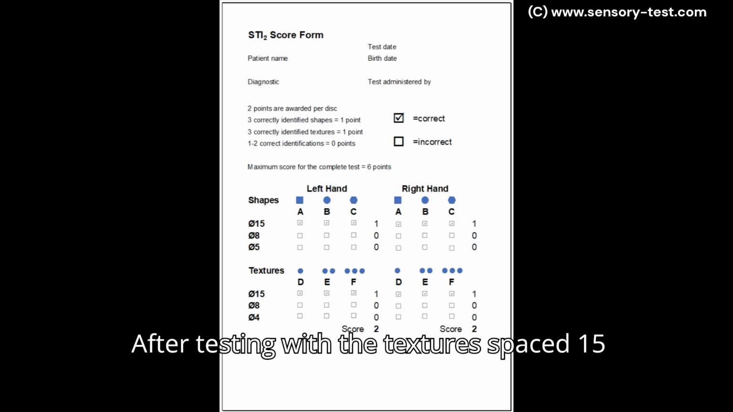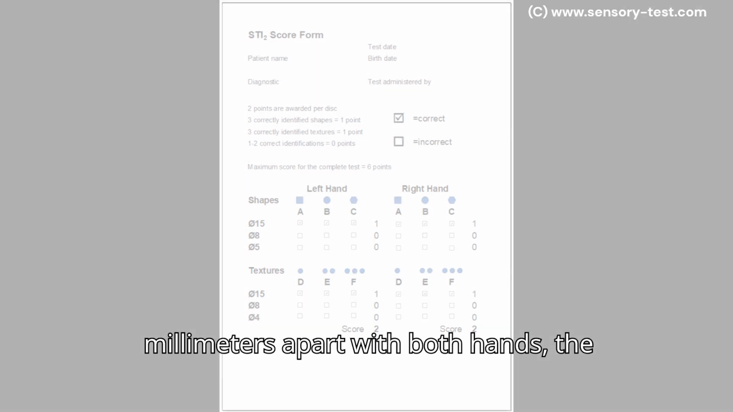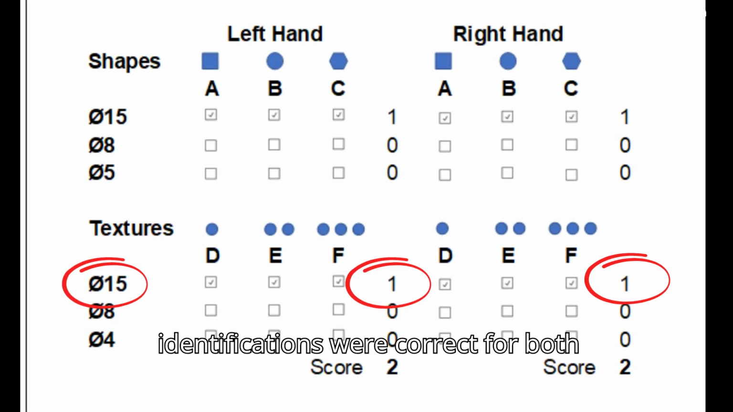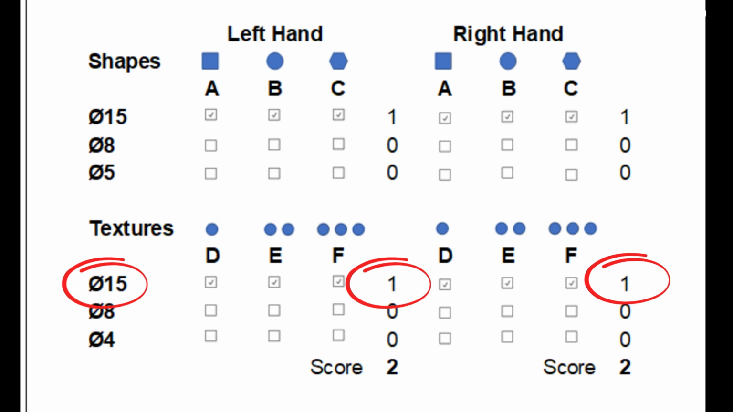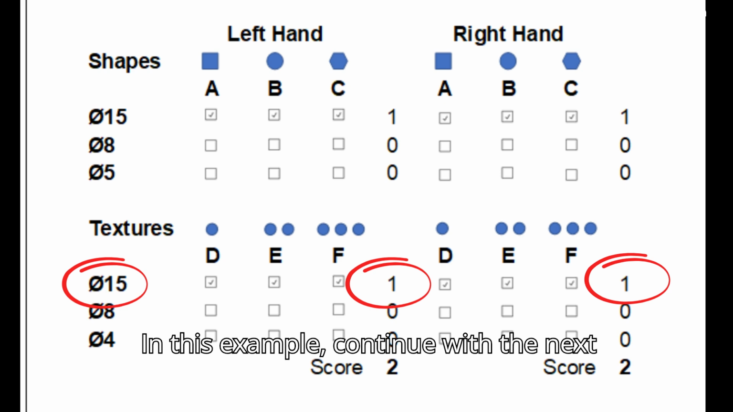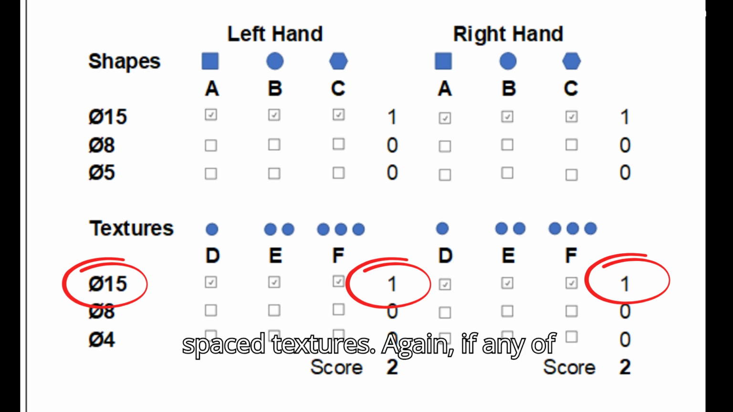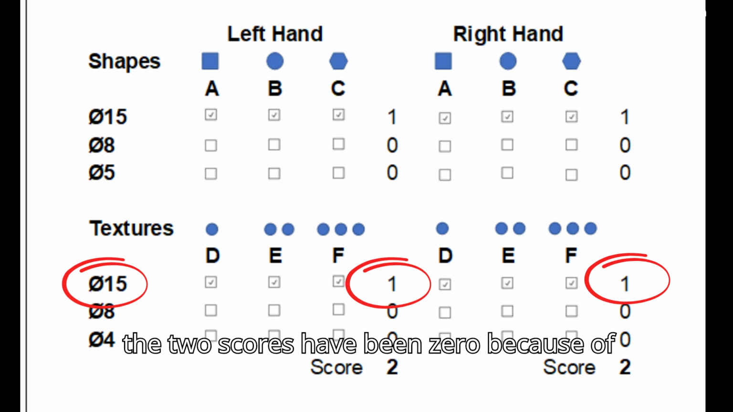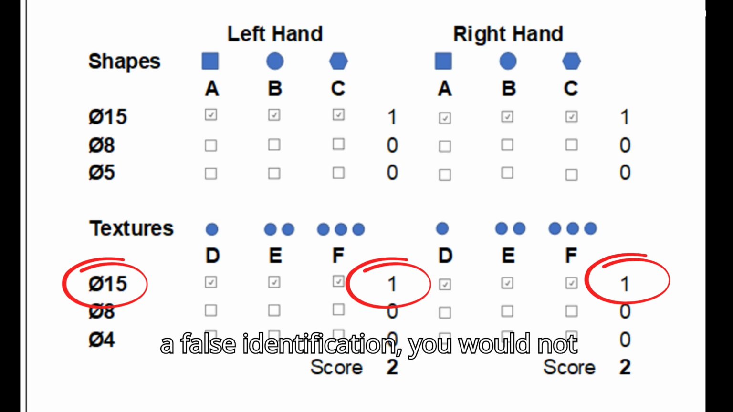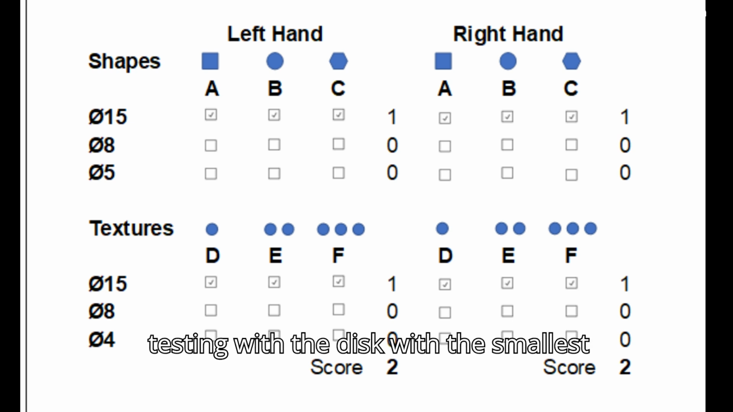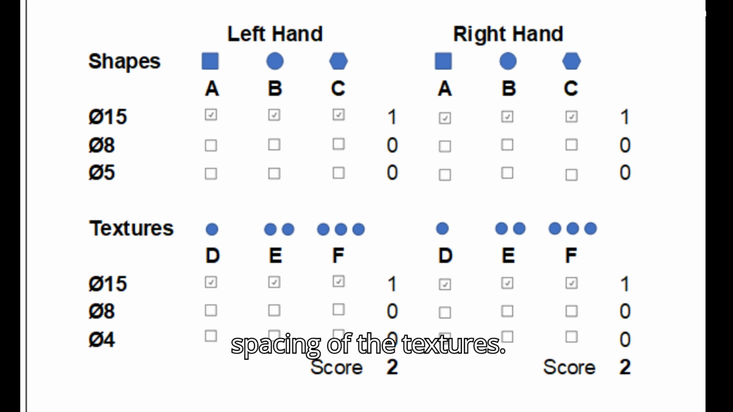After testing with the textures spaced 15mm apart with both hands, the score sheet looks like this. The identifications were correct for both hands, so there is 1 point for each. In this example, continue with the next disc, the one with the 8mm spaced textures. Again, if any of the 2 scores had been 0 because of a false identification, you would not continue with that hand. Complete the testing with the disc with the smallest spacing of the textures.